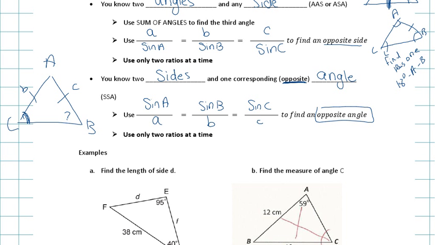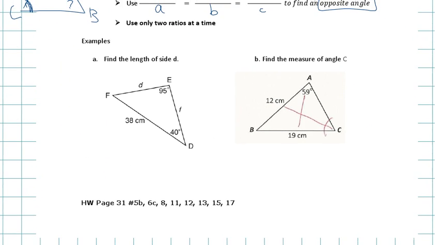Okay, let's look at an example. Oblique or right angle triangle? Oblique, because I don't have 90 degrees, I have 95, right? Good. So I know two angles and a side, and they want me to find the length of side D. So they want me to find this.